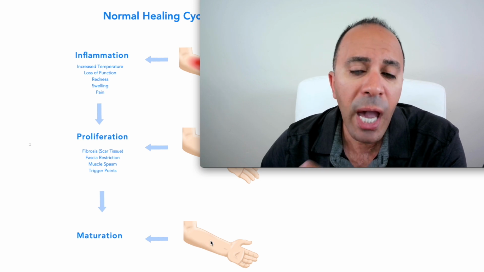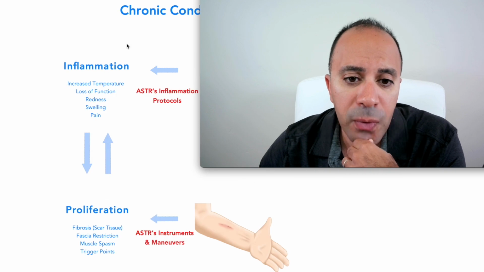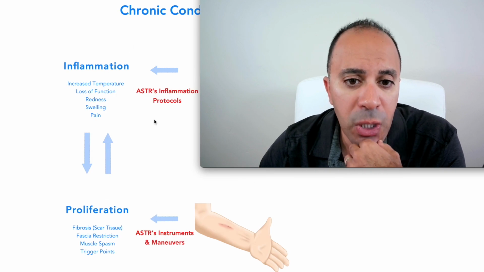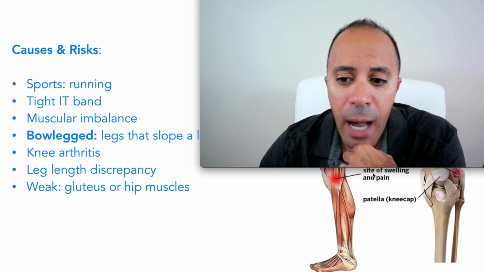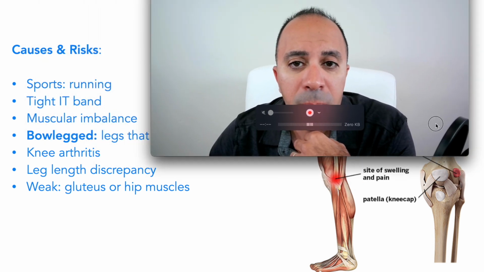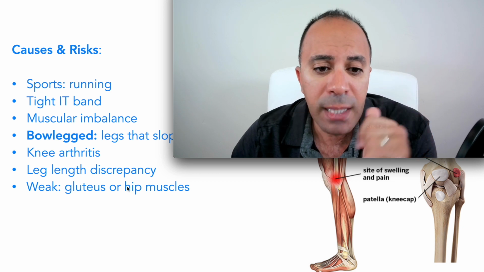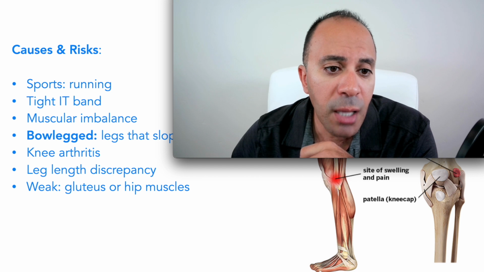But the problem when you have chronic IT band syndrome is you're usually going back and forth between inflammation and proliferation. You have a lot of tightness in the IT band, and a lot of inflammation, and when you palpate you will feel a grinding sound, and that's indicative of the scarring in the IT band.